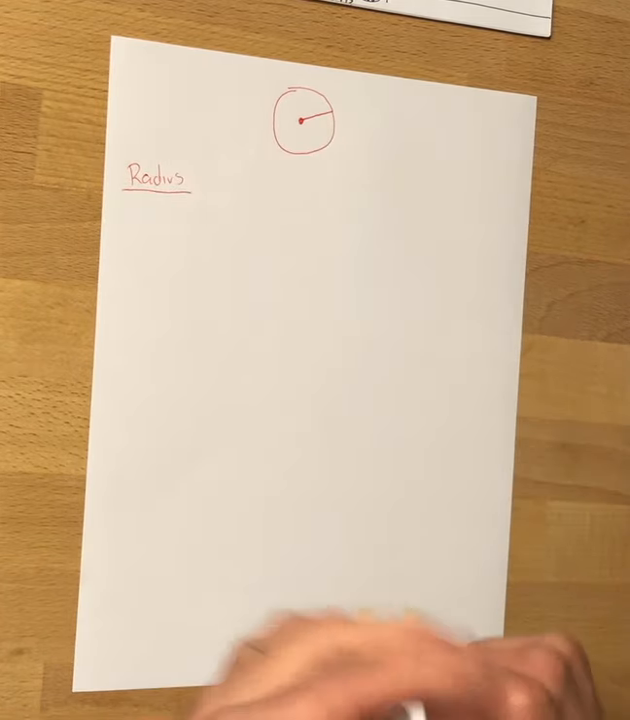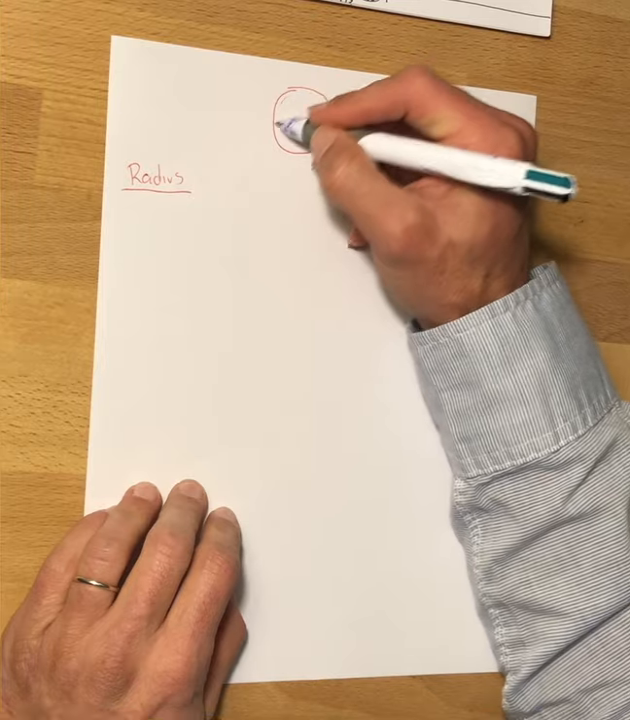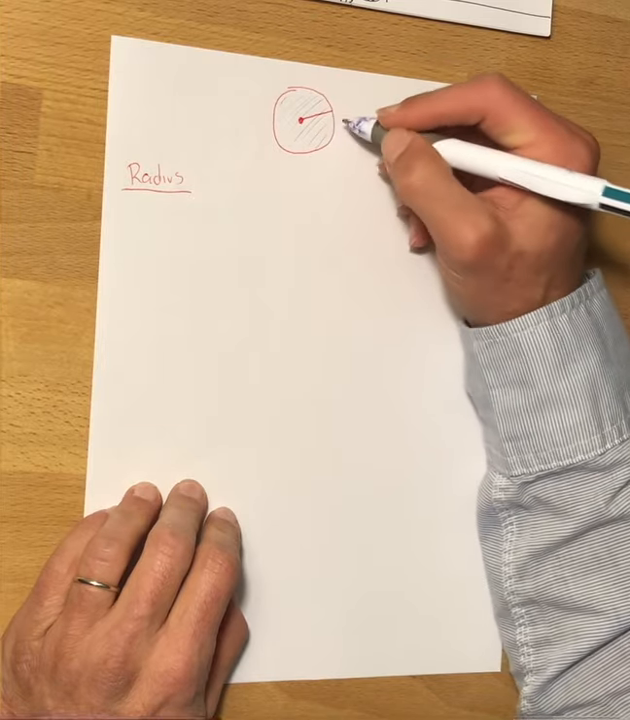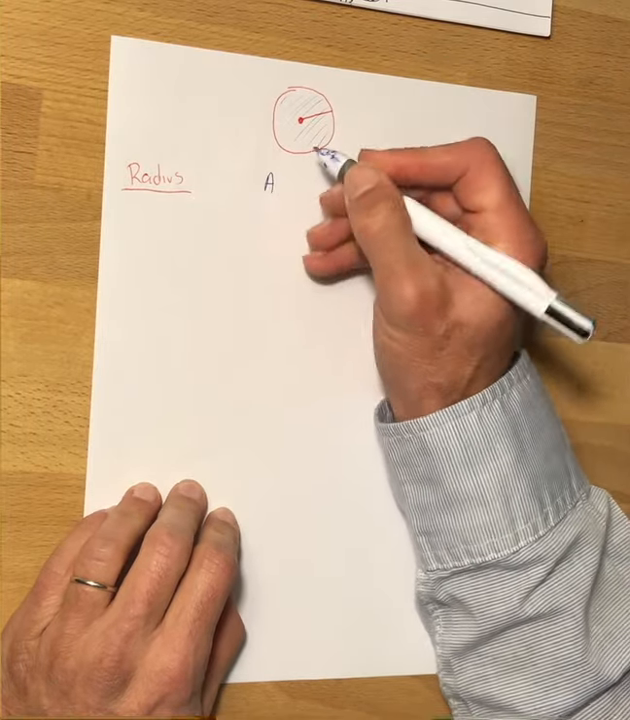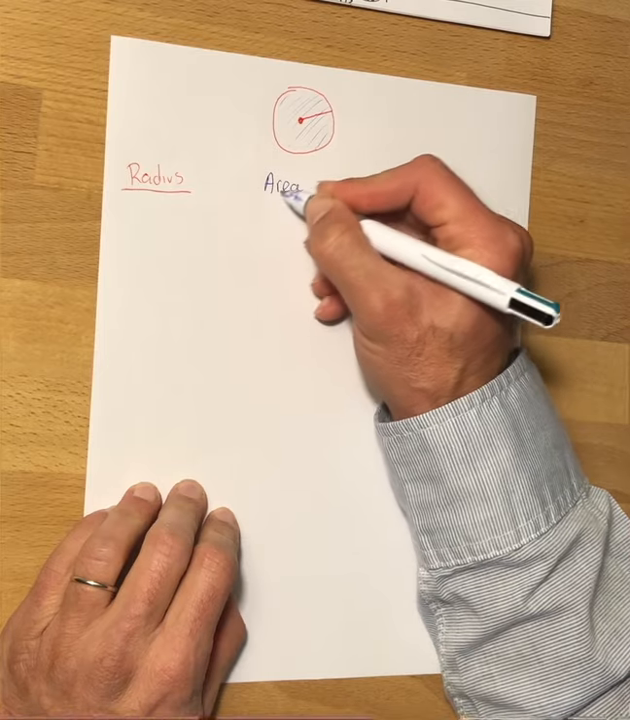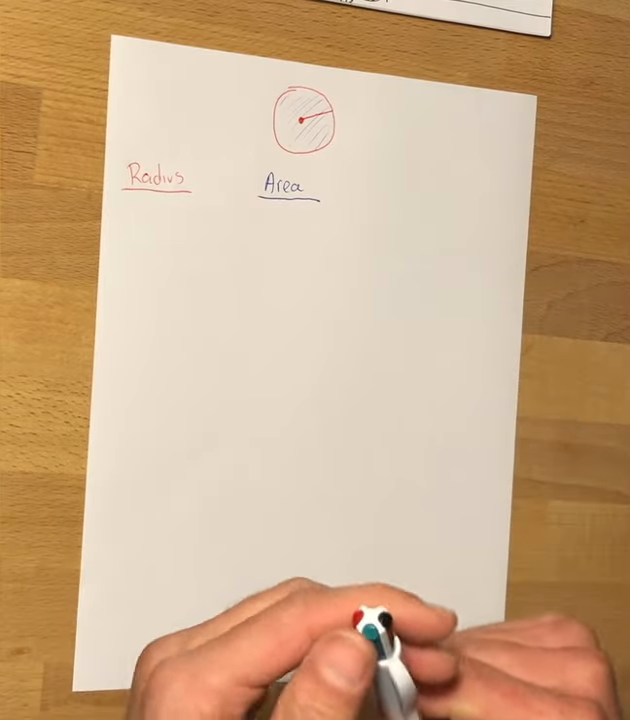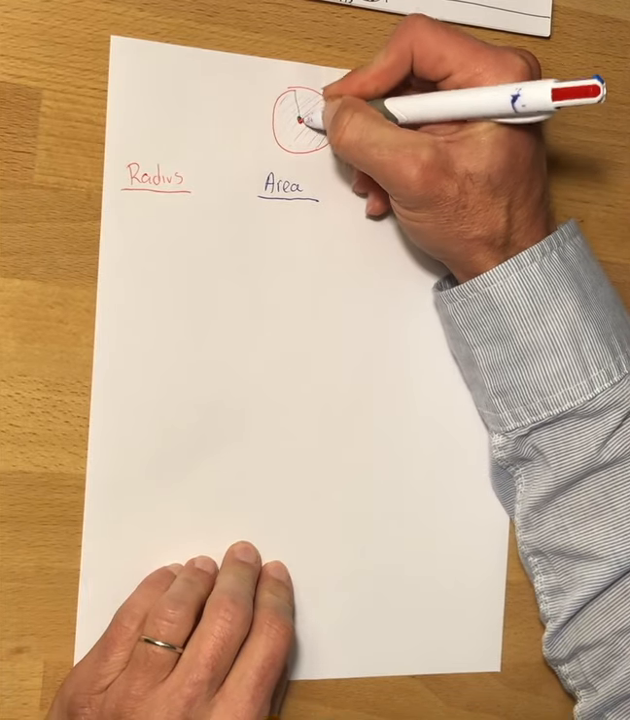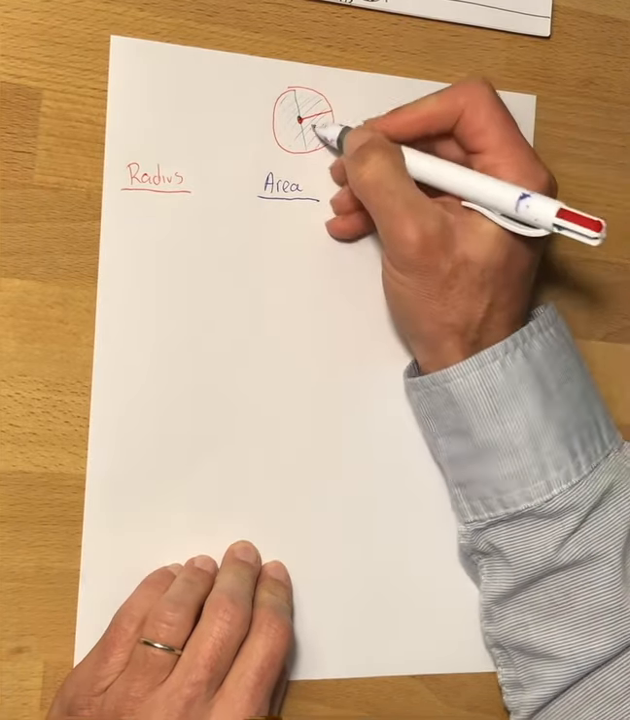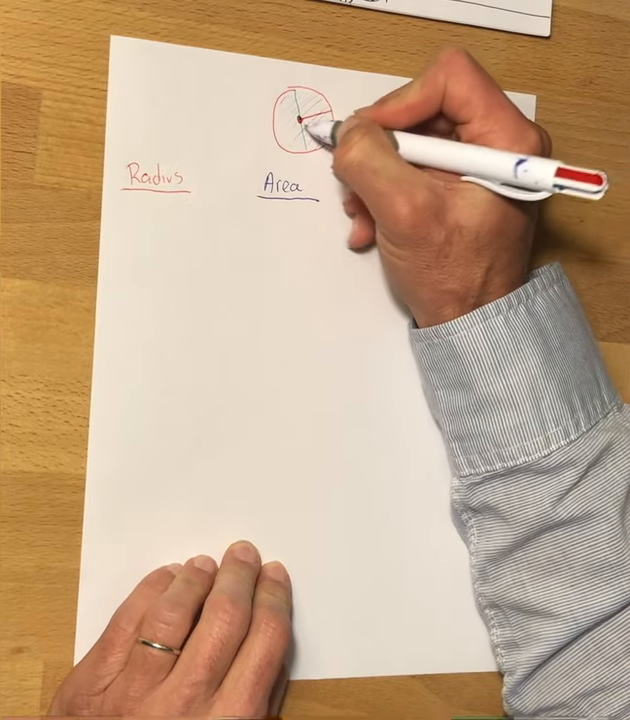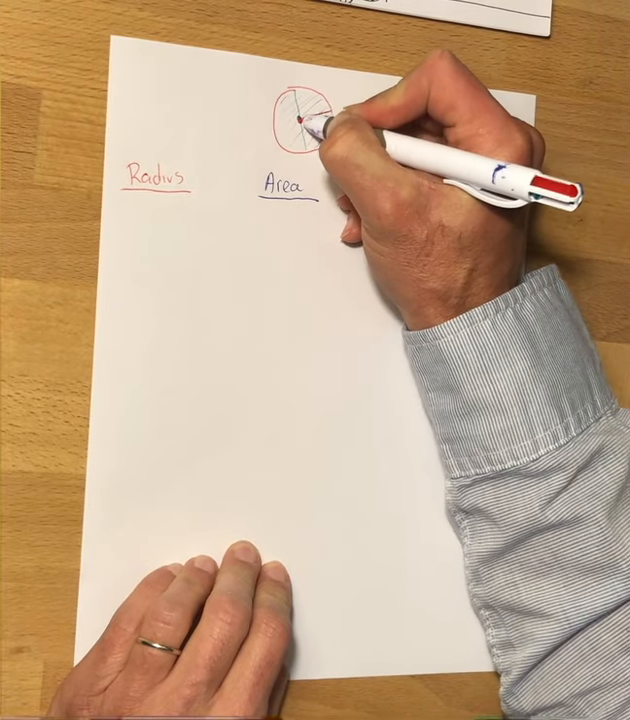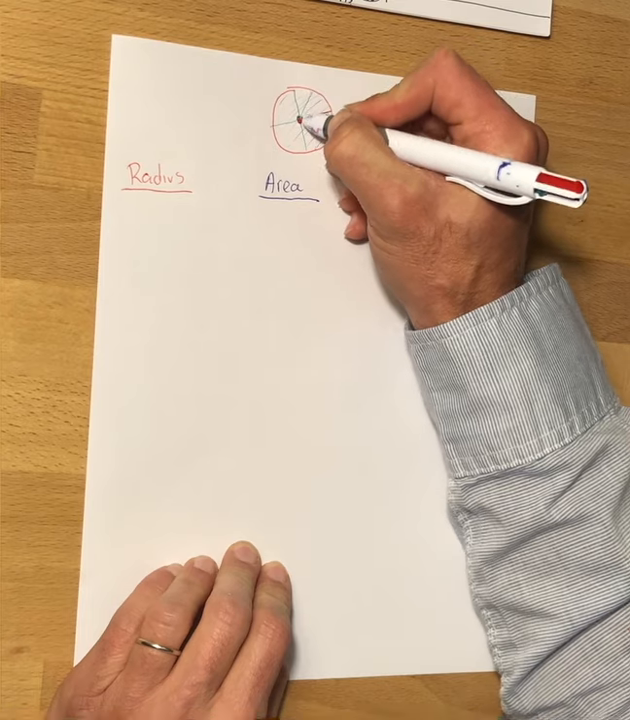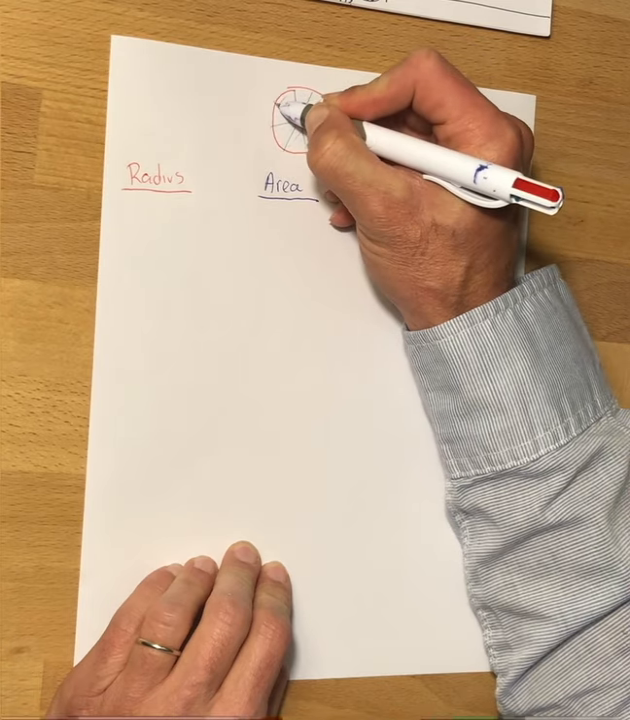And then I talk about area. Area is the amount of space inside a circle. And then I'm going to talk about something called a diameter. A diameter goes through the center, it cuts the circle in half. Anywhere. Literally, the diameter could be anywhere.